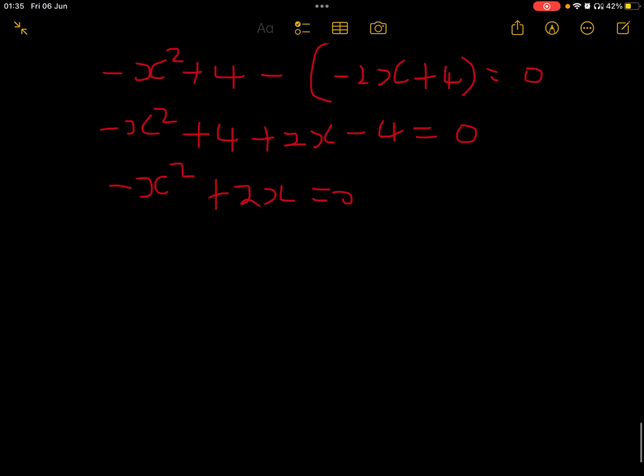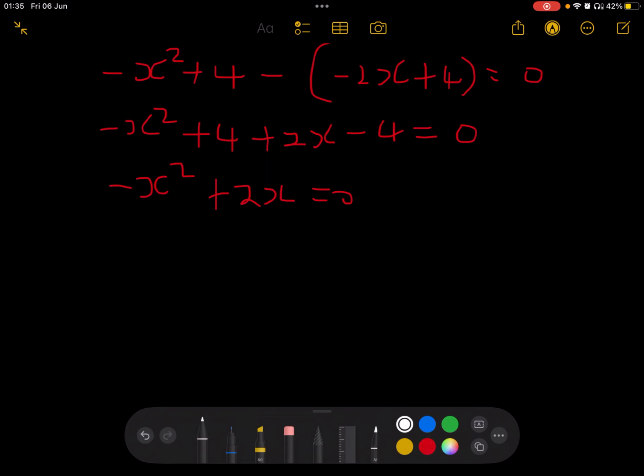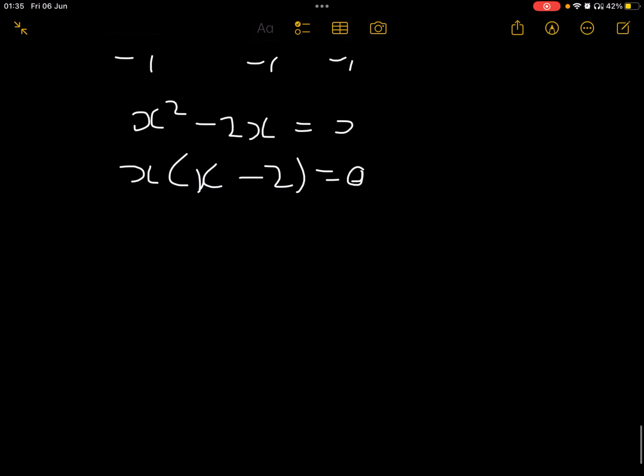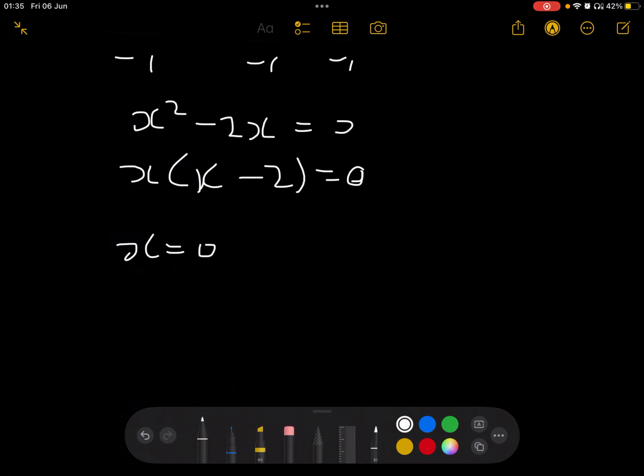And now we can divide throughout by negative 1 so that we get x squared minus 2x equals 0. And then we factor out x, we are left with x times x minus 2 equals 0. So we get x equals 0, or x minus 2 equals 0, of which x equals positive 2. Now that's for which values of x will f of x minus g of x equal 0.